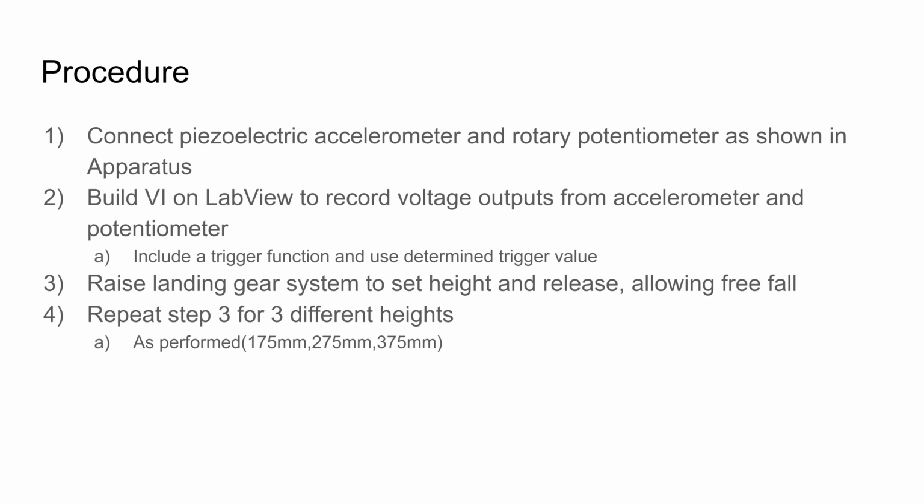angle. And then for the actual experiment, we raised the landing gear to a height and then dropped it, allowing free fall, crossing the photodiode, breaking it, and allowing the collection of acceleration and angle data. And then we did this for 3 different heights. For our lab, we did 175 millimeters, 275, and 375.